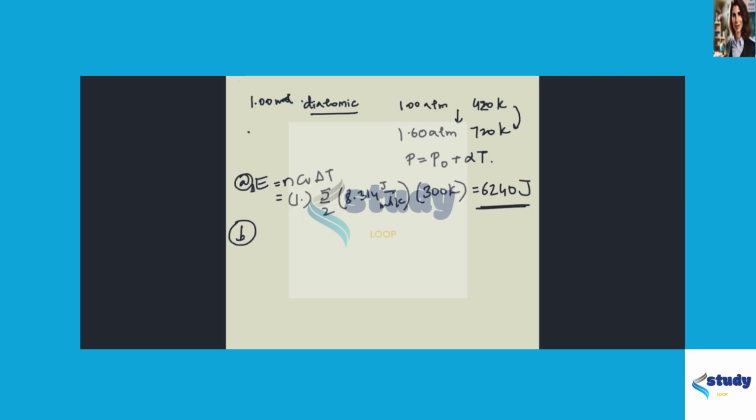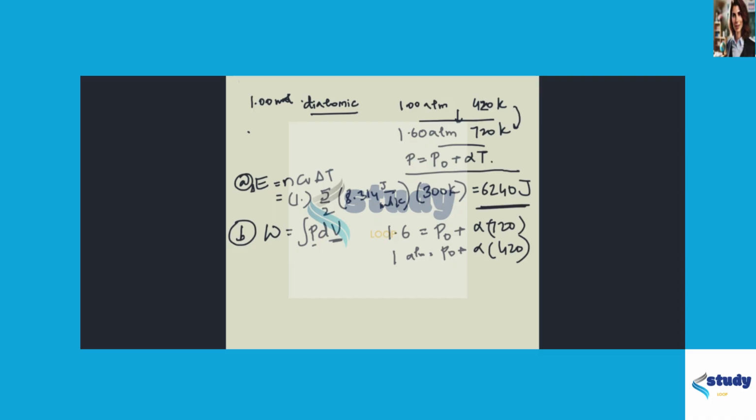Now for part B, we want to find out the work done. We know that work done is integral P dV. So we need to find volume in terms of pressure to find the work. Before we do that, we'll have to use this information. We know that P is equal to P naught plus alpha T. So by substituting these two data points, we can write 1.6 atmospheres is equal to P naught plus alpha into 720, and 1 atmosphere is equal to P naught plus alpha into 420.